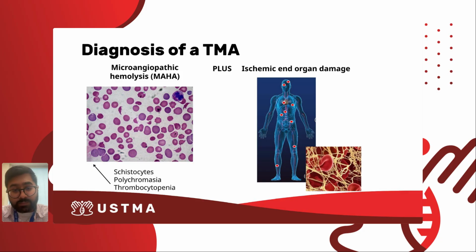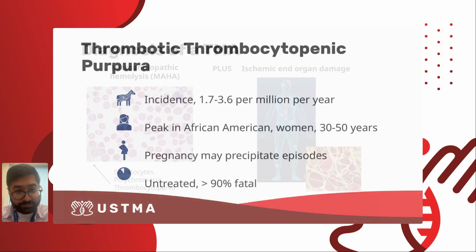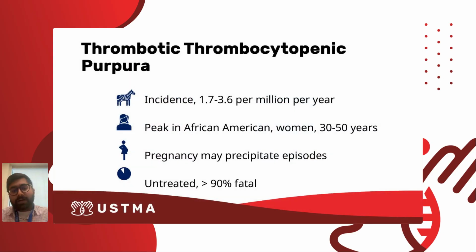And in TTP, this predominantly will be affecting the heart, the brain, and or the intestinal tract. The kidneys can be affected, but tend to be less so than other types of TMA in general. So thrombotic thrombocytopenic purpura, or TTP, is an exquisitely rare condition. So it's about 1 to 3 per million per year in terms of incidence. And it tends to peak in African American women who are about 30 to 50 years of age, or in the third, fifth decades of life.